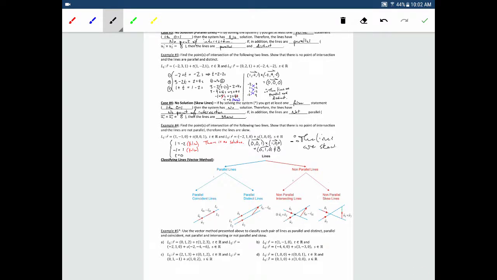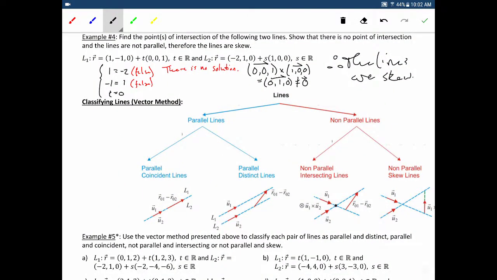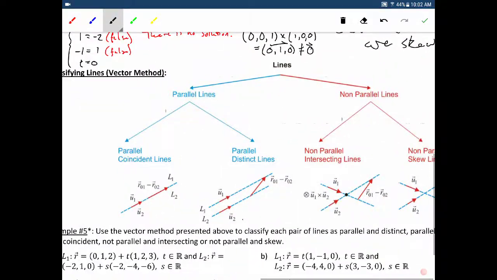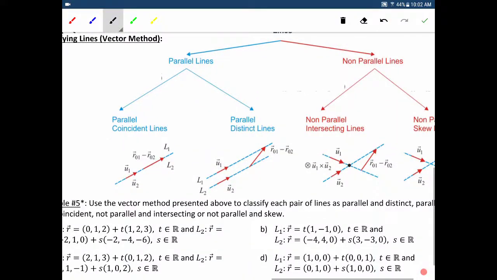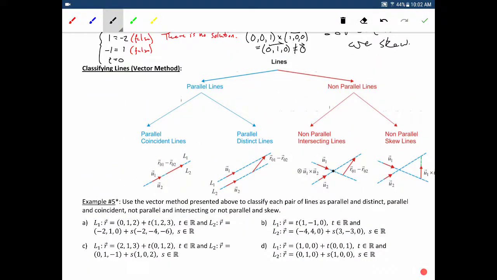I've come up with this little flow chart for you so you can look at what the different possibilities here are. I want you to go through that by yourself, and then I want you to try example number 5. Okay? So until next time, go Sabres.